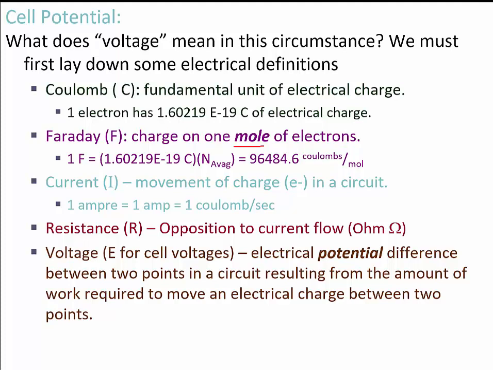The current is the movement of charge. We're using I because we're chemists, not engineers. It's the movement of charge, of electrons, in a circuit. 1 amp is 1 coulomb per second. We have a term called resistance, and that's the opposition to current flow, and the units for that are ohms. And we've got voltage, or E-cell voltage. That's the electrical potential difference between 2 points in a circuit, resulting from the amount of work required to move an electrical charge between those 2 points. So 1 volt is 1 joule per coulomb.